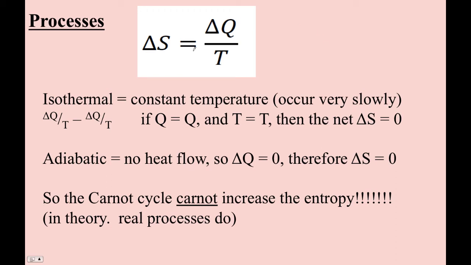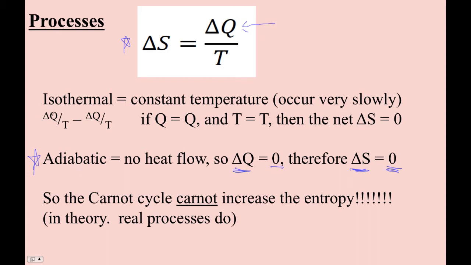So talking about entropy, if you're looking at this formula, notice that you have to have heat flow in order to have a change in entropy. So if you have an adiabatic process, there is no heat flow, and the numerator of this thing is zero. Therefore, you have no change in entropy. So adiabatic processes have no net change in entropy.